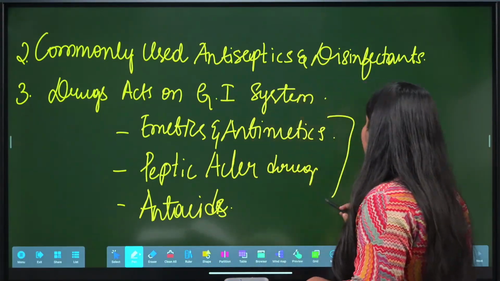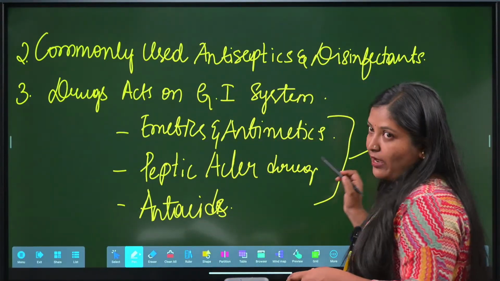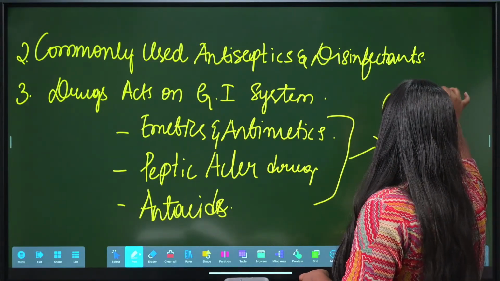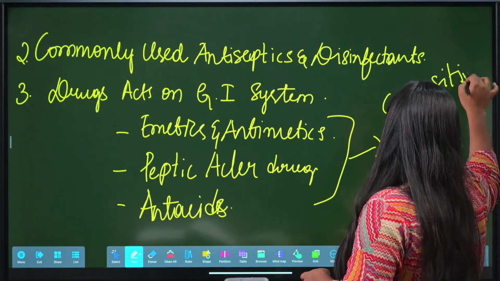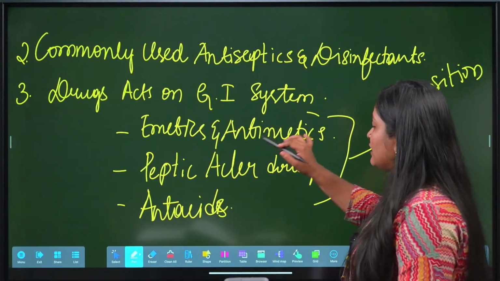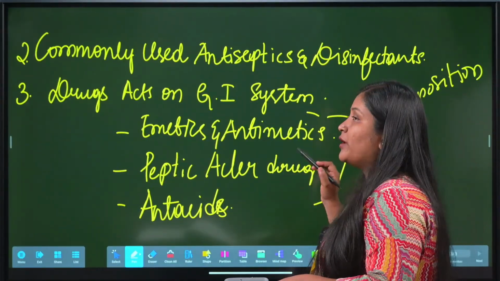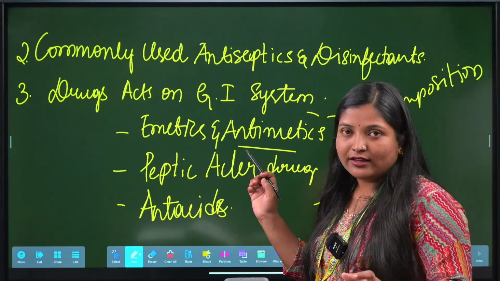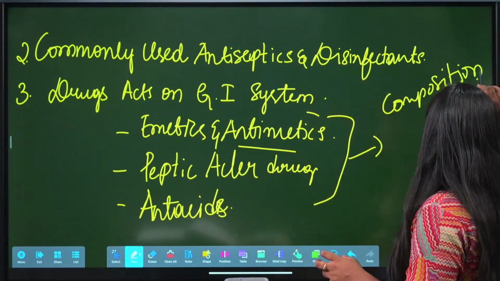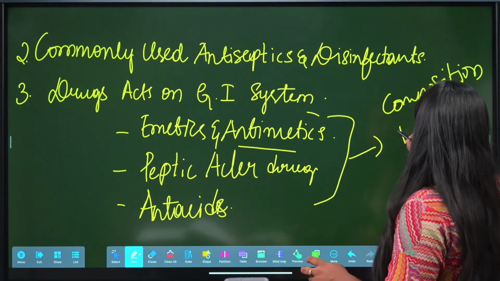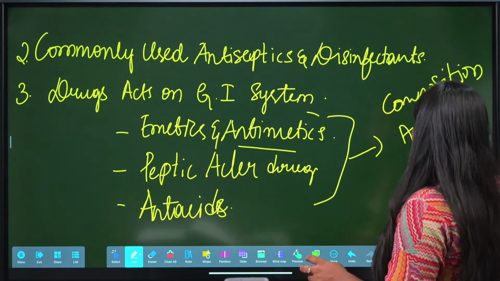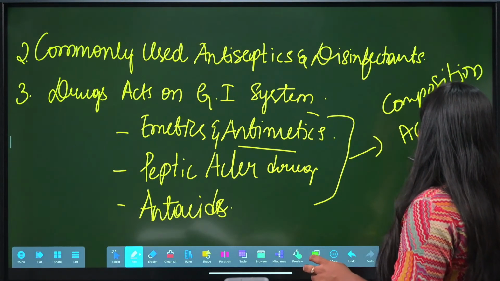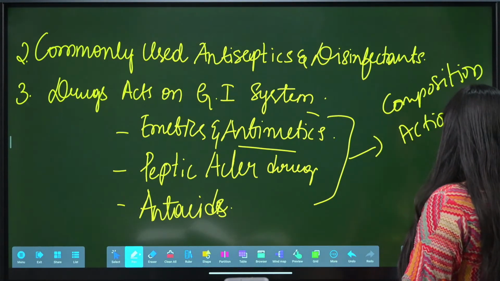Based on this particular one drug, they may ask a five-mark question. Whatever they may ask in this classification of drugs, take one drug, and if they ask about it, take that particular drug and write it in the order of composition and action. Then at last, you can write the role of nurse.